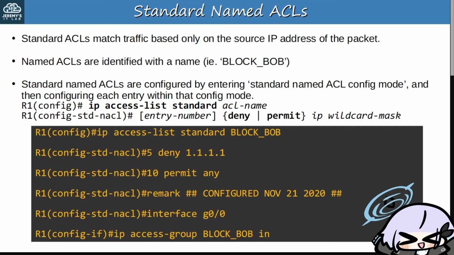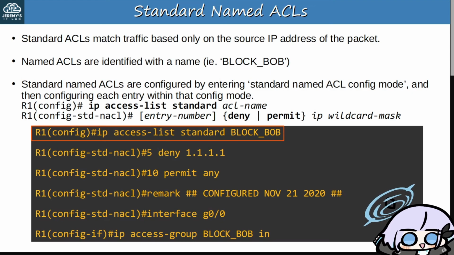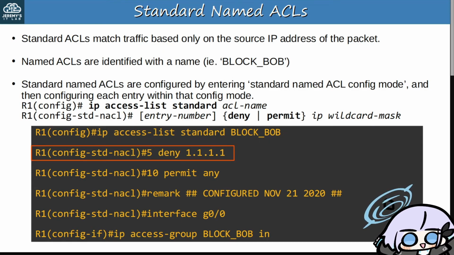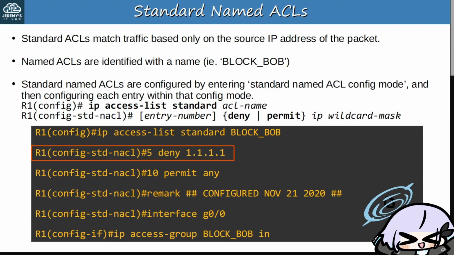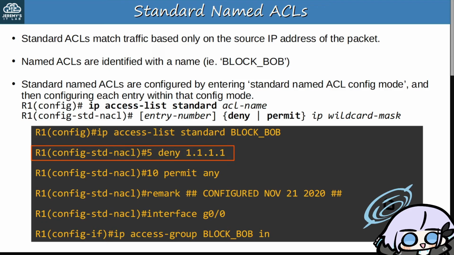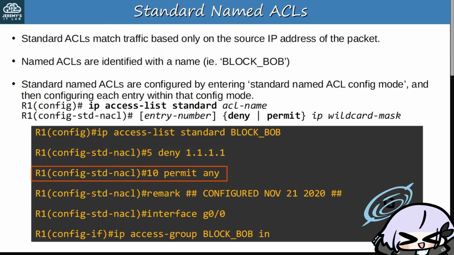So here's an example. First, I create the ACL block_Bob and enter standard named ACL config mode. Then I configured a statement denying 1.1.1.1/32. Note that I configured the entry number of 5 instead of the default of 10. Then I configured a permit any entry with an entry number of 10.